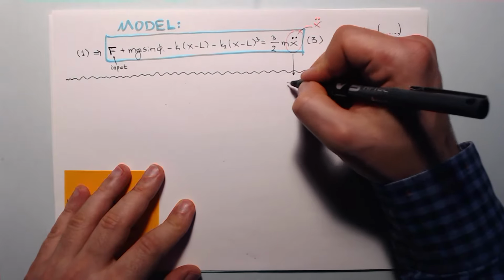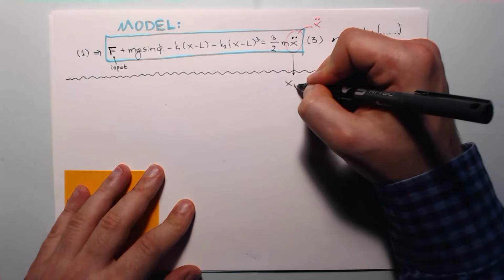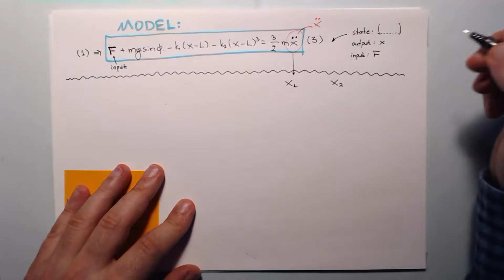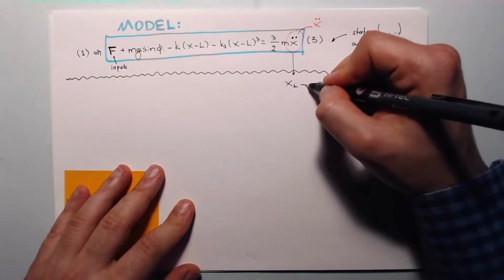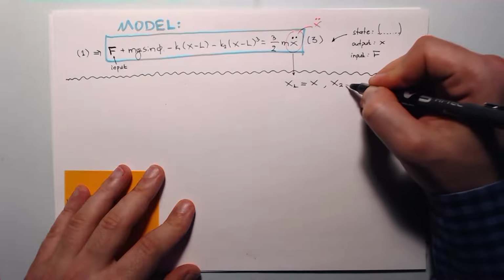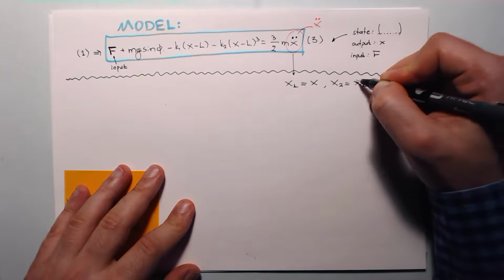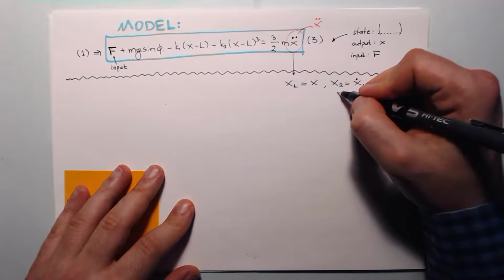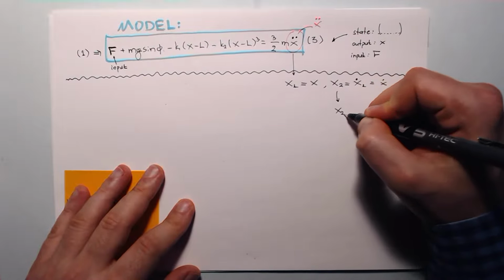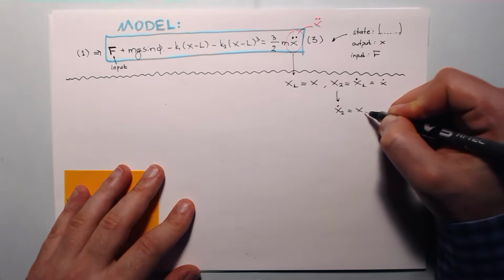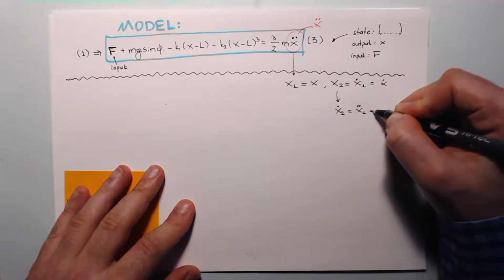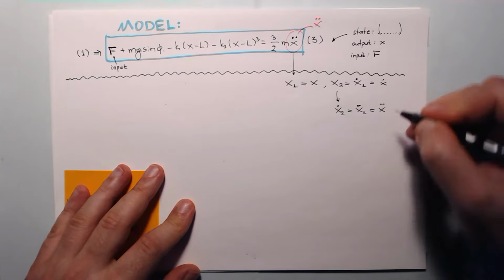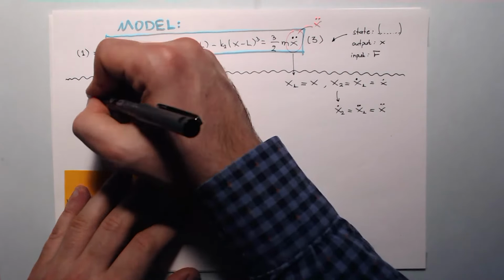You know the trick. Whenever you see x double dot, introduce two new variables, x1 and x2. x1 is always x, x2 is x1 dot. It is x1 dot, therefore it is x dot. If you differentiate that second equation, you have x2 dot is x1 double dot, or what is the same, x double dot. Now take equation number 3.